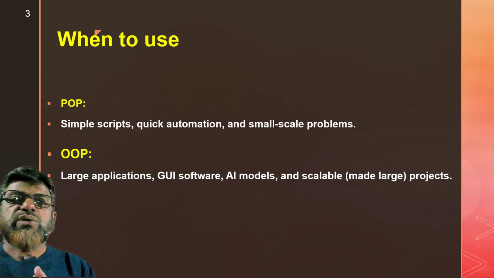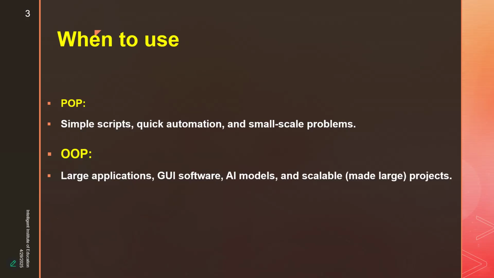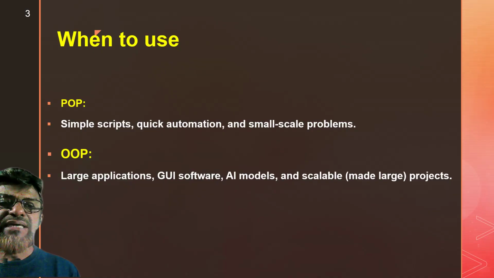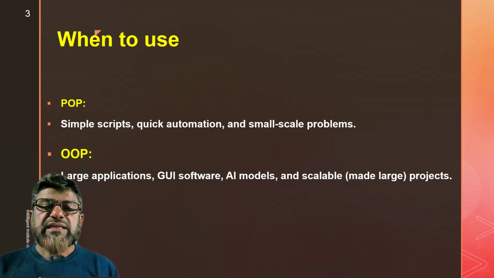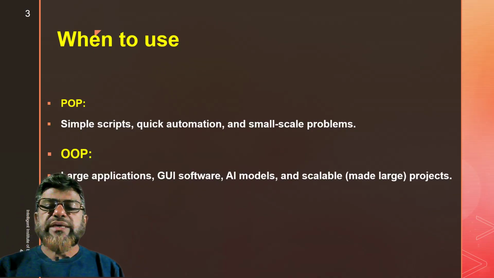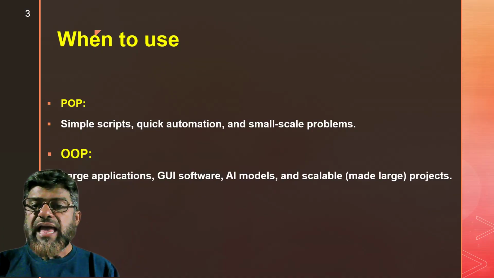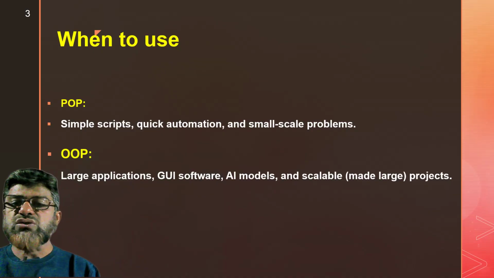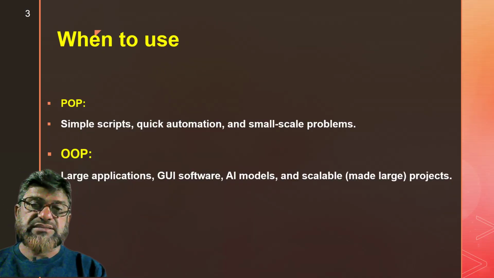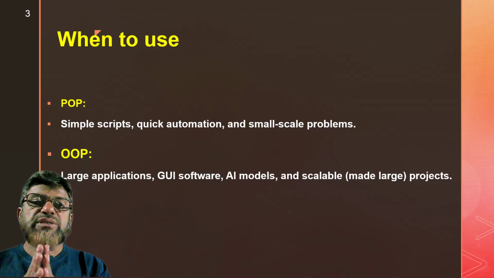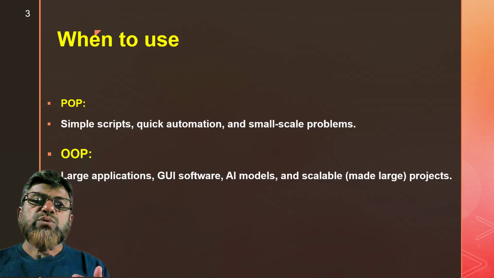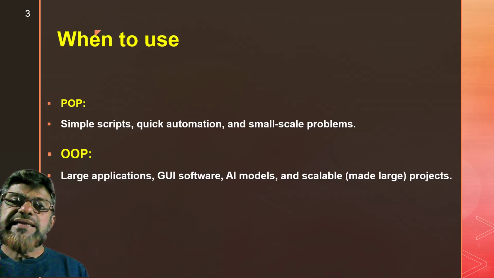Next we have, again, when do we have to use OOP. Of course, I have already given the concept. With OOP we can make large applications, graphical user interfaces, and with the help of this we can also construct AI models. Finally, we can construct large scale projects, that is, scalable projects. Definitely OOP is more useful nowadays, and with the help of this we can construct real entities.